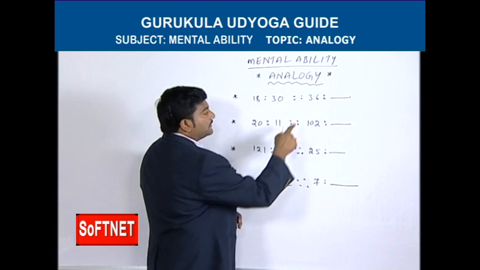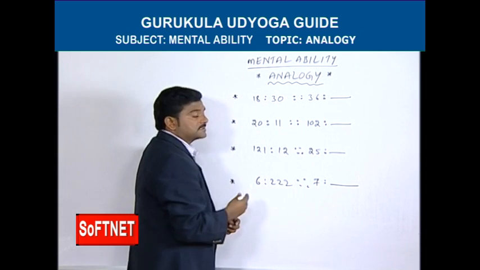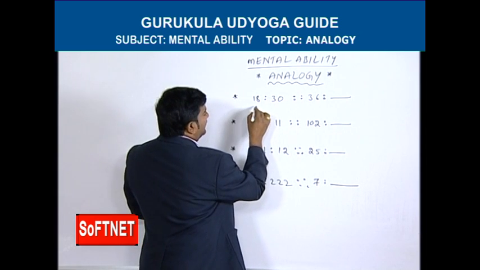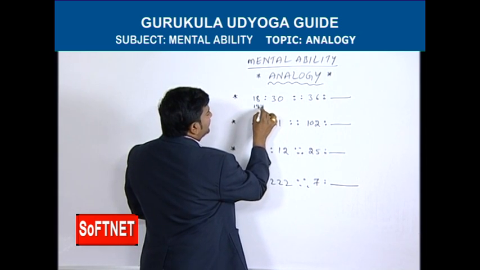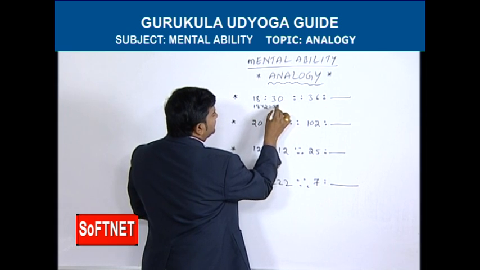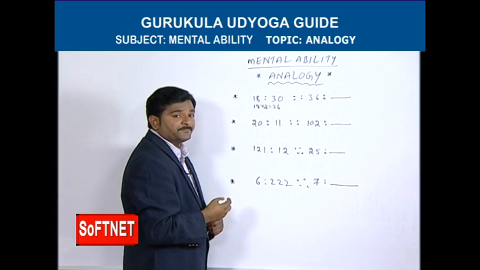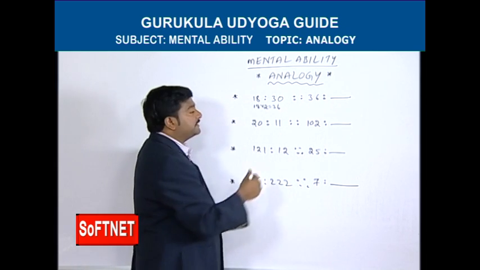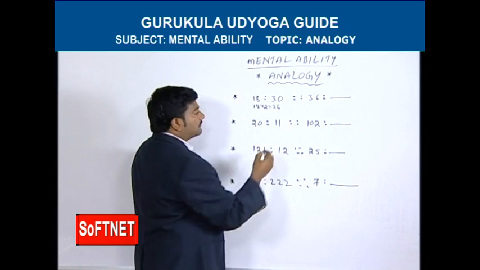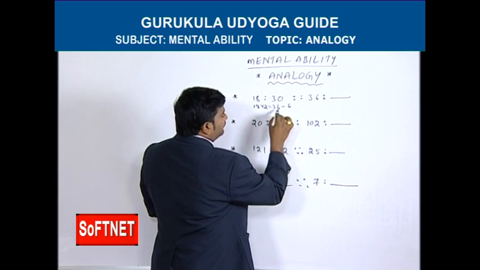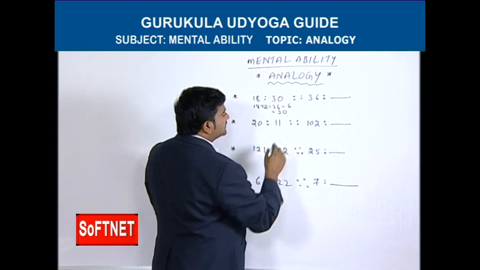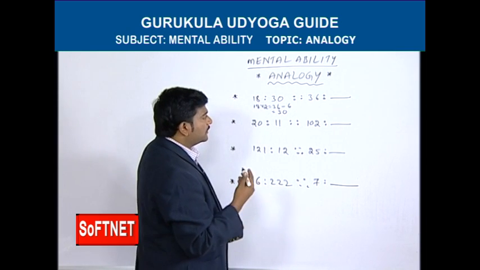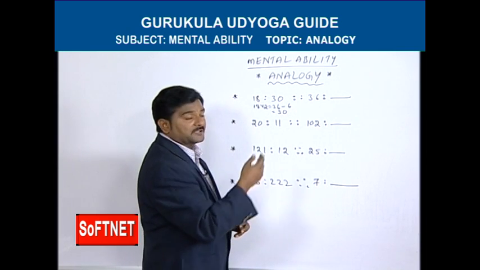Let's say 18:30 is as 36 dash. Usually what we can say here: 18 into 2, how much am I getting? 36. 18 twos are 36. But how much is given there? Only 30 is given. What does it mean? 36 minus 6, I am getting 30. Now you have to apply the same concept for the given question also.